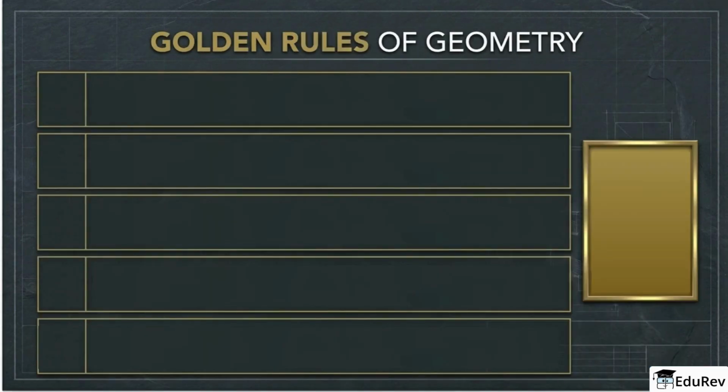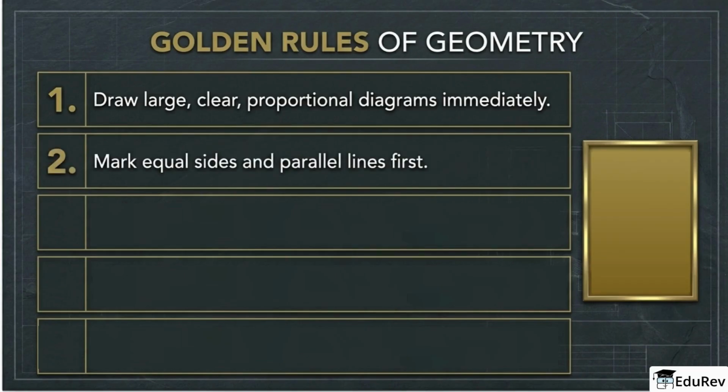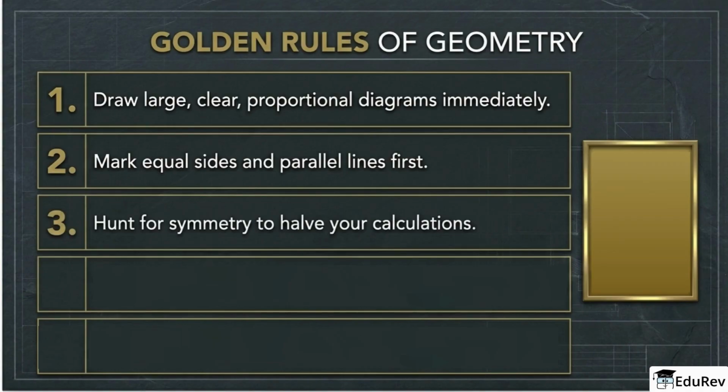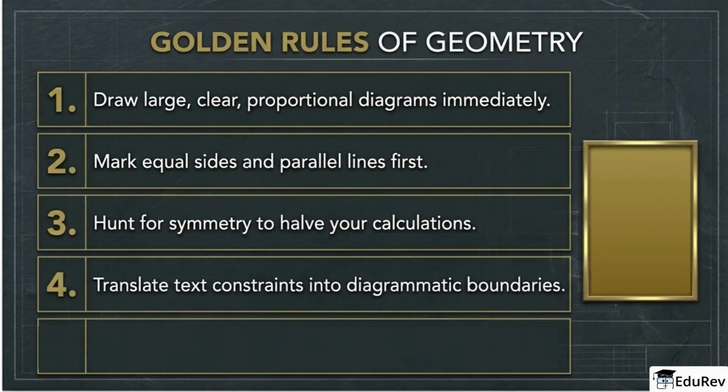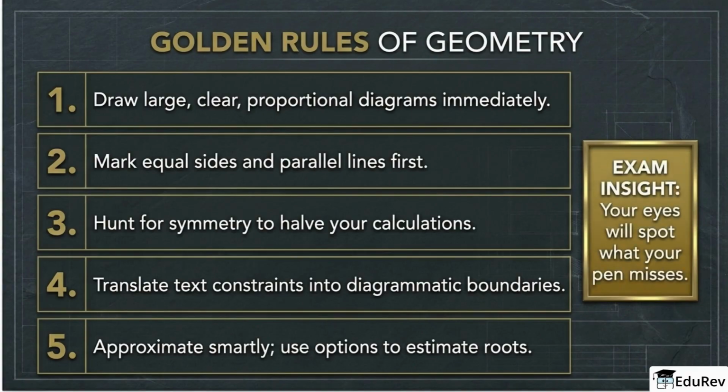Golden rules of geometry are really habits of observation. Draw the diagram clearly and proportionally. Mark equal sides and parallel lines first, and look for symmetry before doing long calculations. Text constraints must be translated into geometric boundaries, not just read as words. Approximation also has a place when the options are enough to guide you. The key insight here is powerful. Your eyes often notice what your pen misses.